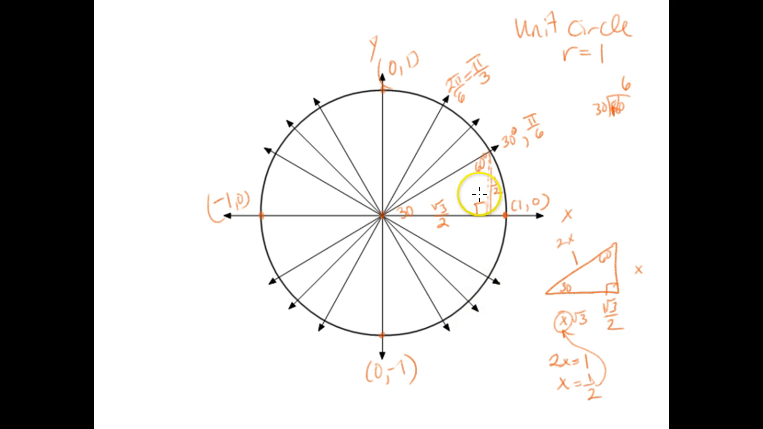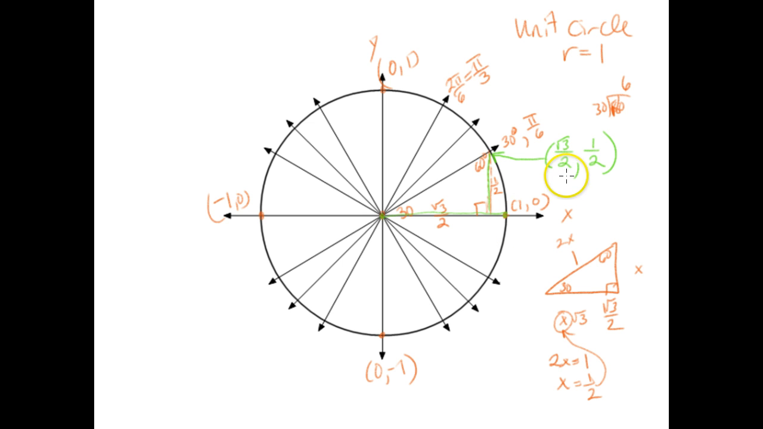So if I put a point right here, and let's change the colors. If I put a point right here, how far over from the origin am I going? This is just a point in the xy plane. I'm going root 3 over 2 units, okay? How far up am I going? I'm going up 1/2. All right?